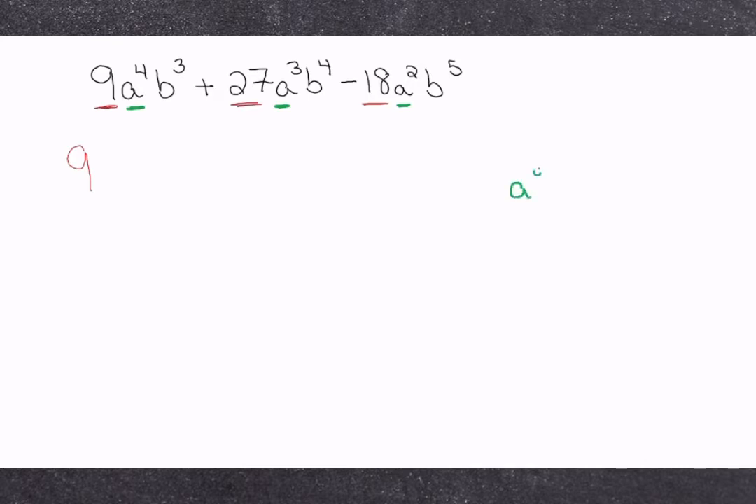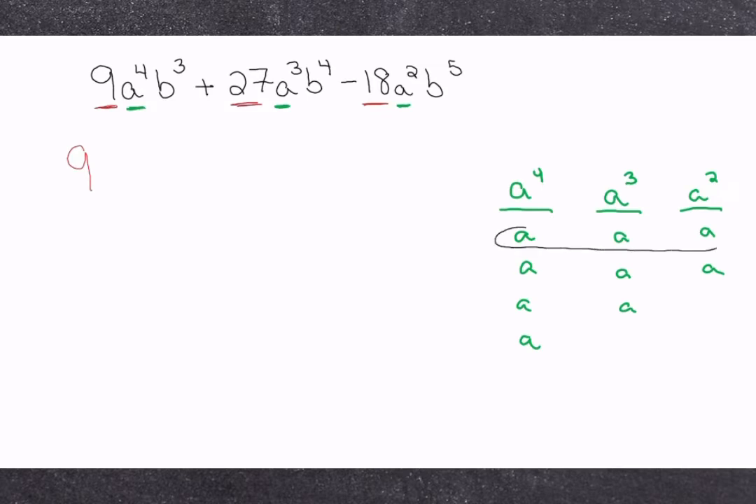A to the fourth is the same thing as saying A times A times A times A. A to the third is the same thing as saying A times A times A. A squared is the same thing as saying A times A. Now let's see how many they have in common, and that will tell you what the GCF is going to be.